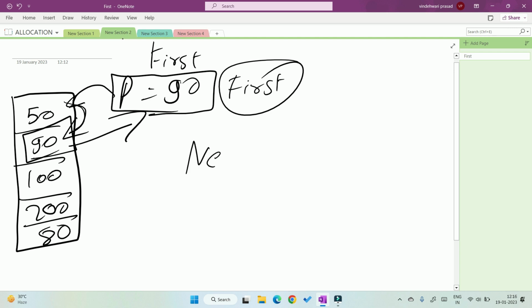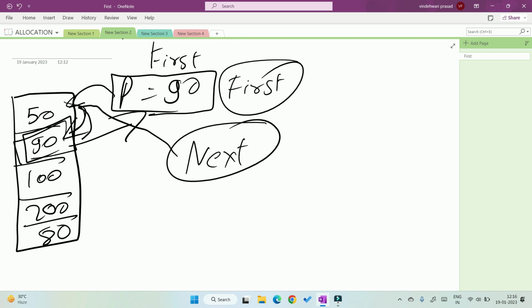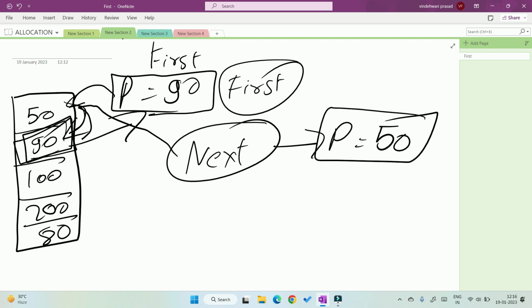The second one is next fit. What will next fit do? It searches similarly for the first process: 50, 90. It allots 90. But when the second process comes, suppose the second process requires 50 KB, what will it do? It will not search from the first one, but from the position after the previous allocation. So it searches 100, 200, 80 and allots 80 instead of searching from 50.